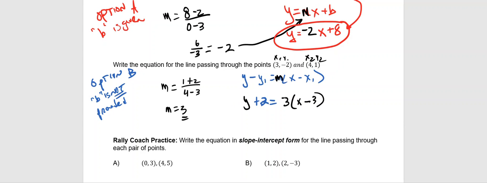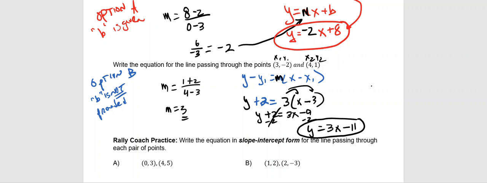And now I'm just going to take this equation through and simplify it. So let's double check: y plus 2 equals the slope of 3, times x minus 3. Now let's simplify by distributing: 3x minus 9. Y plus 2 is equal to that. Subtract 2 to get the y isolated, and y is equal to 3x minus 11. And once again, we are done and we're in slope-intercept form.